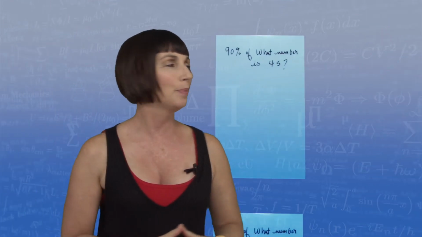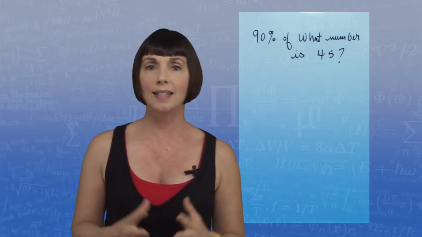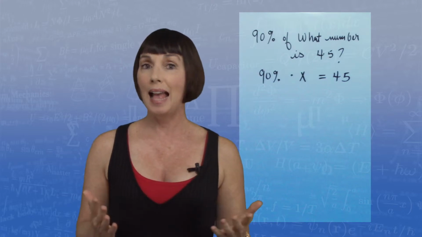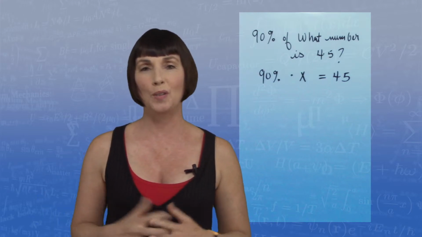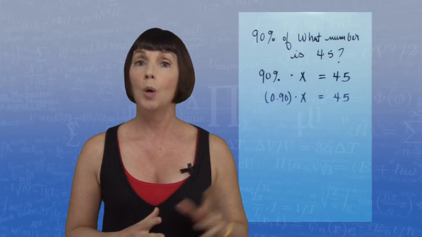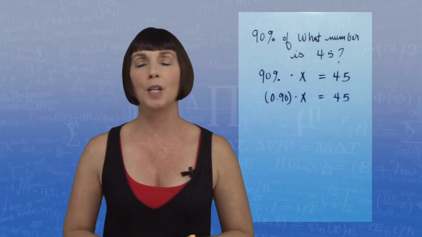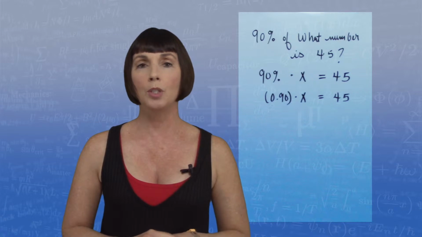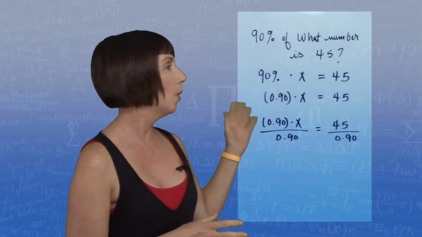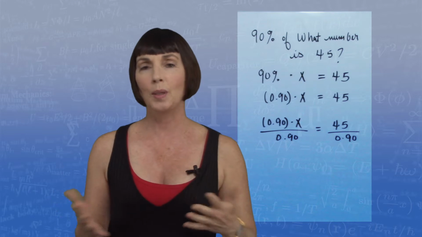Here's our second example. 90% of what number is 45? So translate the sentence into an equation, and we get 90% times x, that's my what number, equals 45. Now, I'm going to change 90% into a decimal, so I get 0.90 times x is 45. All right, I am multiplying my variable by 0.90. So I'm going to divide both sides of my equation by 0.90. So 0.90 times x over 0.90 equals 45 divided by 0.90.